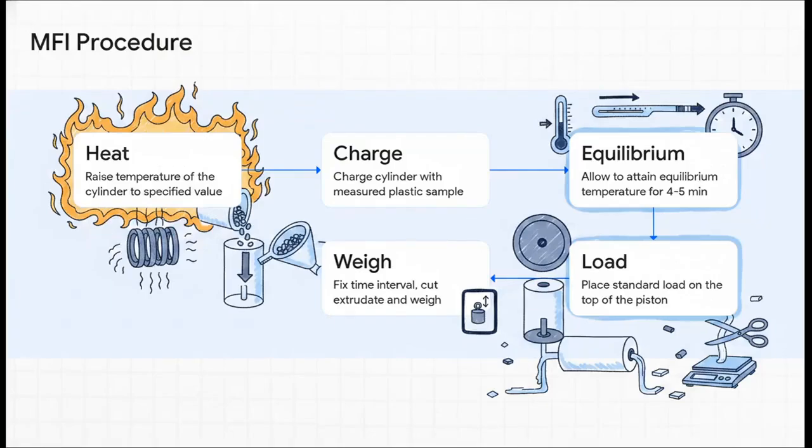Do not rush this, and do not skip any steps. The examiner is looking for all 5. Step 1, clean the apparatus and preheat the cylinder to the specified temperature for your specific material. Step 2, charge the cylinder with a measured quantity of your moisture-free plastic sample. Insert the piston and wait about 4 to 5 minutes. You need it to reach thermal equilibrium.